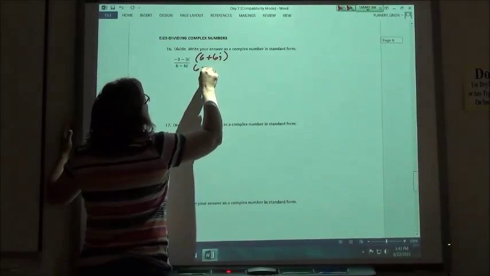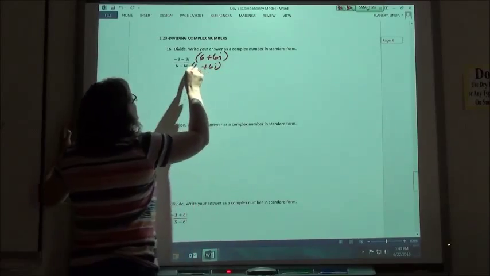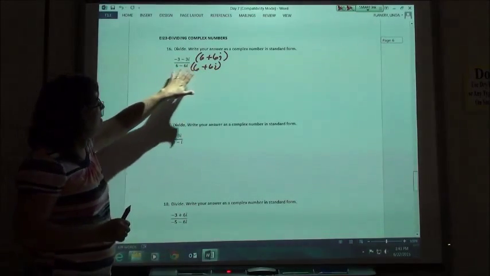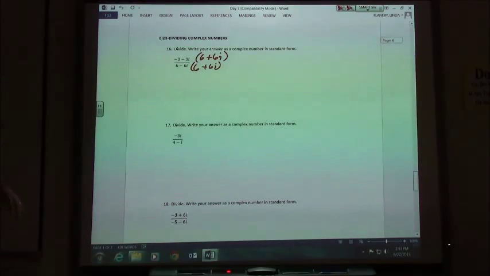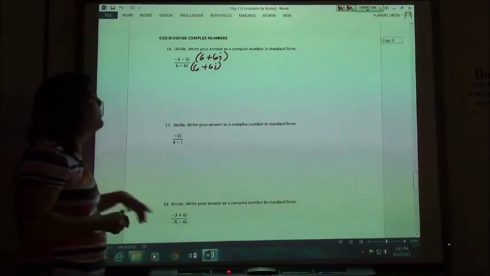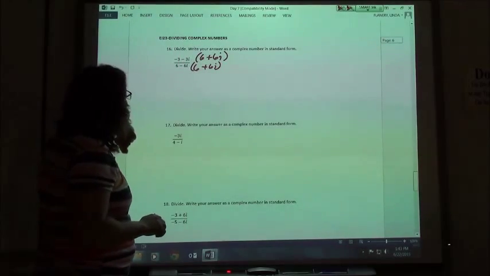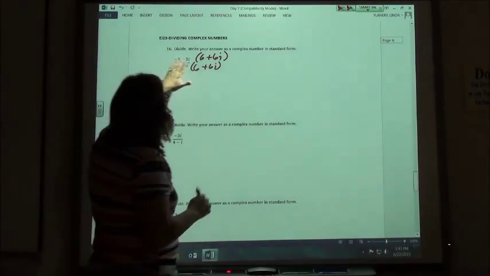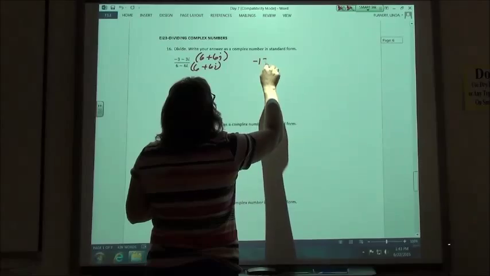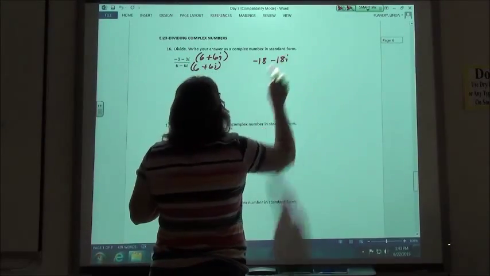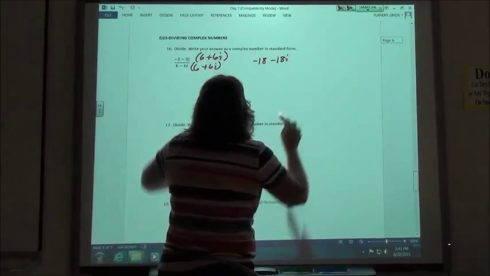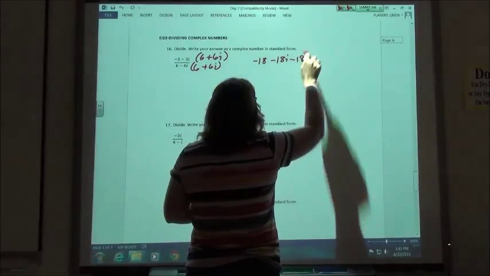And so I have to multiply both the top and the bottom by 6 plus 6i so that when I FOIL out my conjugate, it cancels my middle term and I end up with something that doesn't have an imaginary number. Go ahead doing the whole thing, multiplying the top. -3 times 6 is -18. -3 times 6i is -18i. -3i times 6 is another -18i.